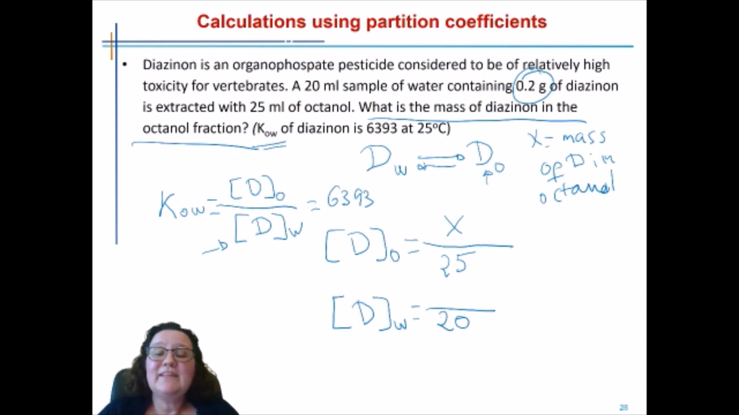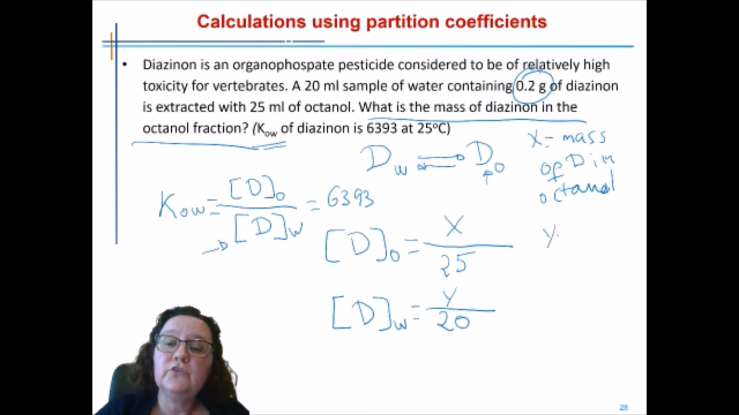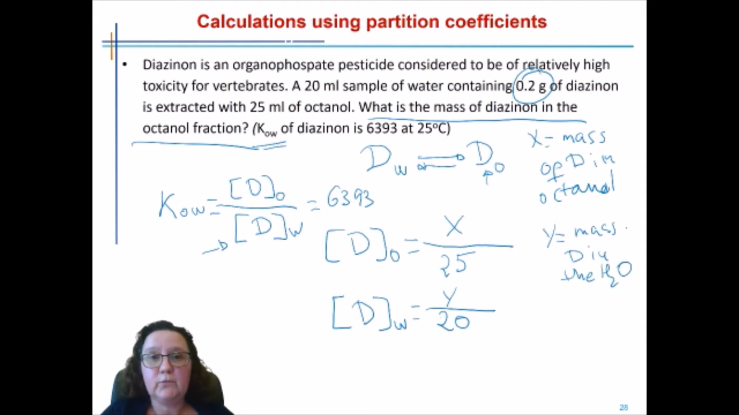So I need to find another letter that defines this unknown, because I actually don't know how much diazinon has stayed in the water. I'm going to use the letter Y, just because it's another typical letter that you use when you have an unknown. X you have already used. So Y is going to be how much diazinon is in the water at the end of this reaction, when the extraction has taken place.